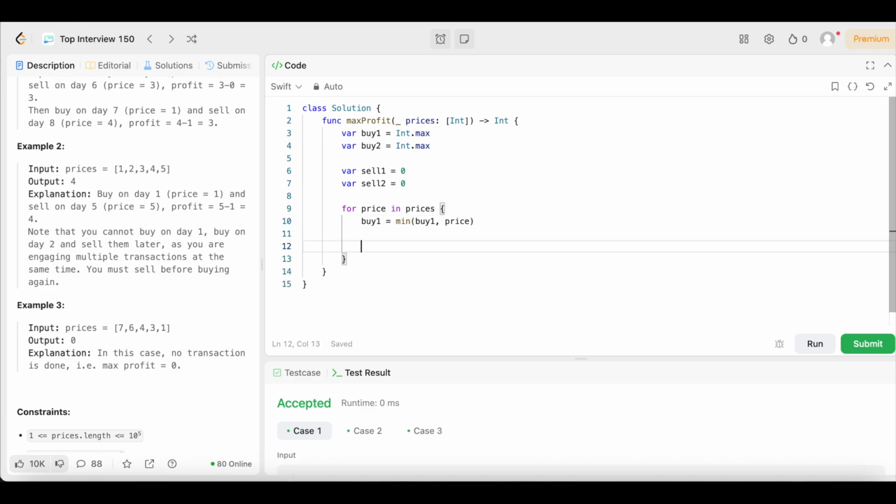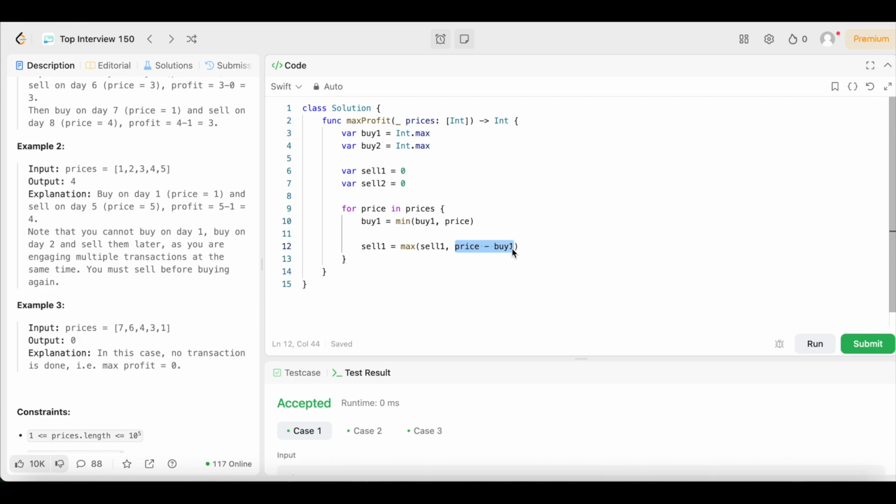Now we need to calculate the maximum profit from the first transaction. So we come right here and we can say sell1, and we can set that equal to max(sell1, price - buy1). So once again, this time we're dealing with the max, so whichever one is greater, sell1 or price minus buy1, that's what's going to be returned.